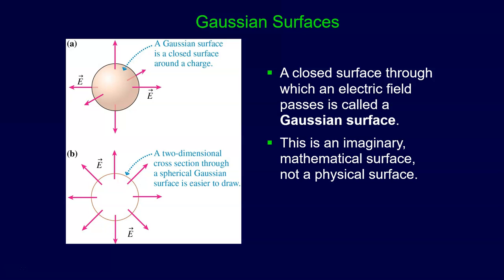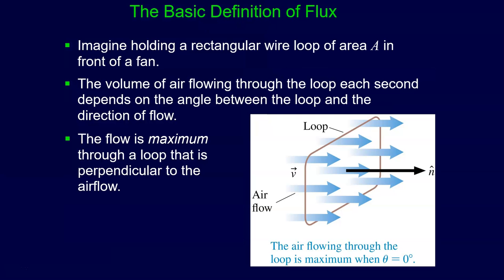A Gaussian surface is the surface we're talking about. It's a closed surface through which an electric field passes. The one key thing is that this is an imaginary surface. There's no charge on it. It's not a charge. It's just this imaginary mathematical thing that we use to help us with Gauss's law. It's not anything physical. It doesn't add any charge or take any charge away or block charge or anything. It's just a completely imaginary surface.